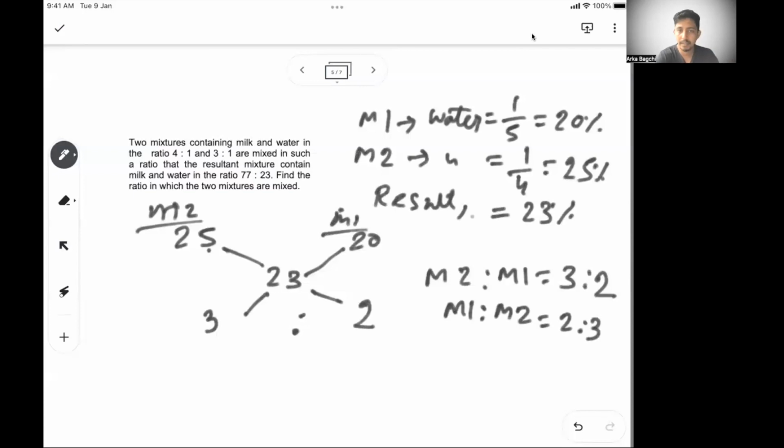So look at what they have said. Two mixtures containing milk and water in this ratio, find the ratio in which the two mixtures will be mixed. As they gave the 20% water ratio as mixture 1, your answer should be 2 is to 3 and not 3 is to 2. So be a little careful about what you are choosing as an answer. That's how we can solve it.